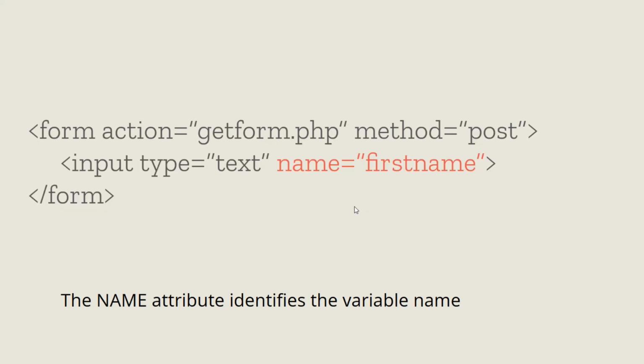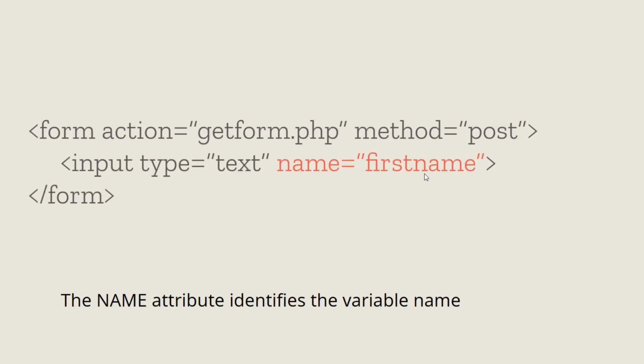Okay, so what you need to do in every input or every field of your form is you have to give it a name. This is your variable name. Okay, so just like your algebra, x. So x is a variable. It can be any number. It can have any value, right? Now, same thing with this. The name of the variable is first name, and it can have any value.